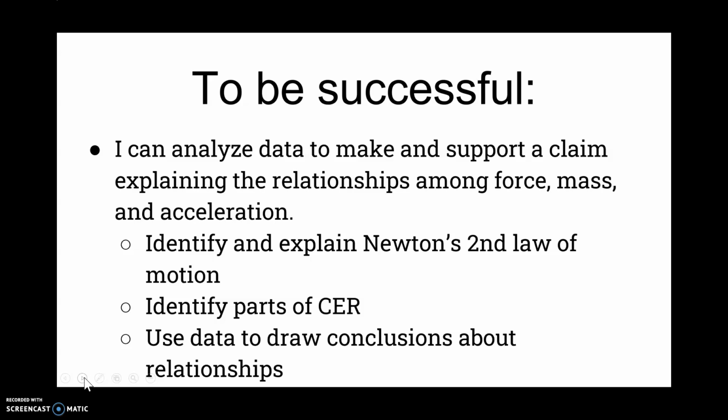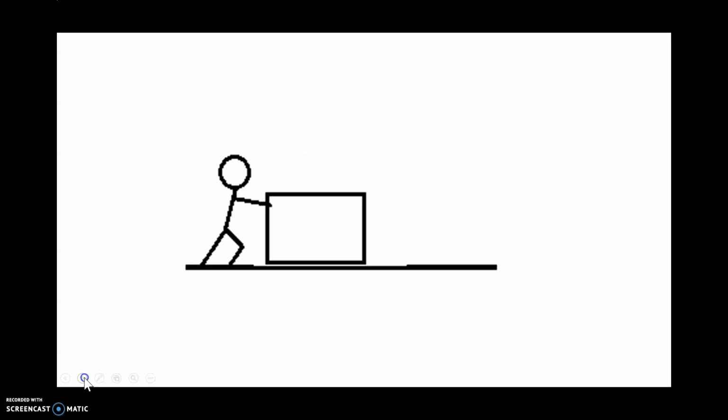So in order to do that, you need to do a couple of things. First, that you can identify and explain Newton's second law of motion. Second, you can identify the parts of a CER that claim evidence and reasoning. So if I ask you for evidence, you can identify what good evidence looks like. And then you also can use data and evidence to draw conclusions about relationships.